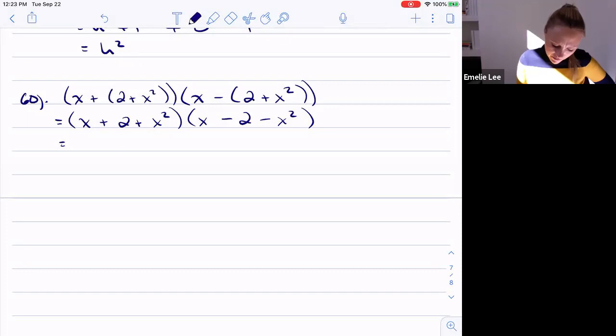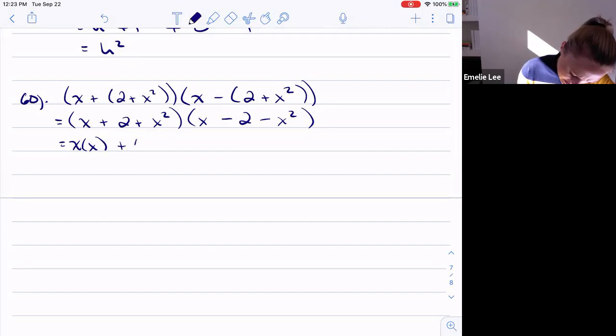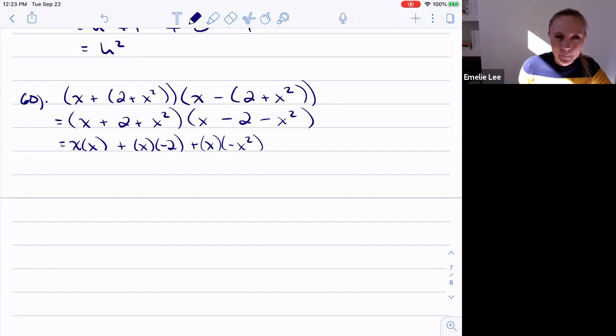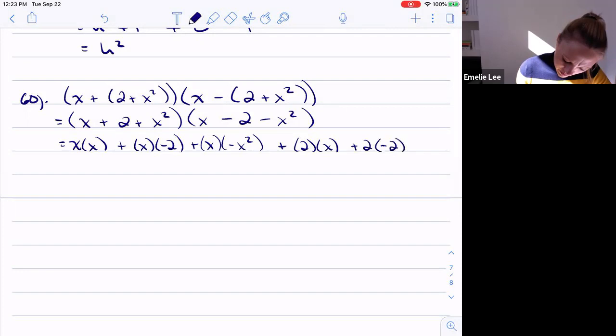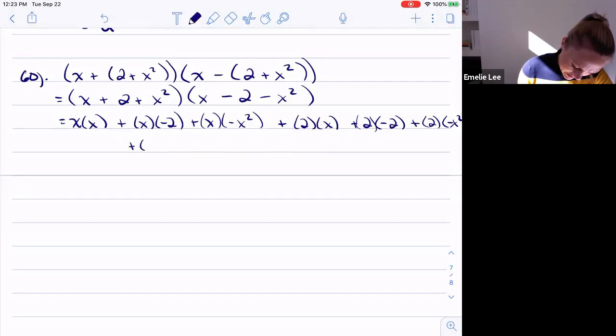So I've got x times x, and I'm going to use brackets. If you wanted to skip to just x squared immediately, that's totally fine. x times x plus x times negative 2 plus x times negative x squared, okay, plus 2 times x plus 2 times negative 2 plus 2 times negative x squared, plus x squared times x plus x squared times negative 2 plus x squared times negative x squared. Oof, so long.